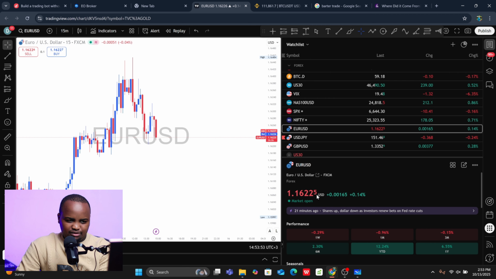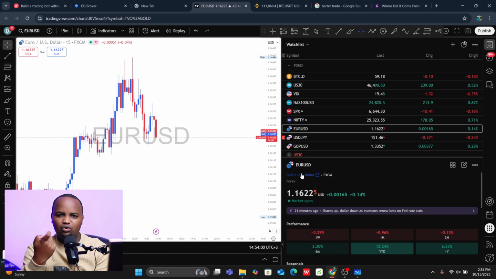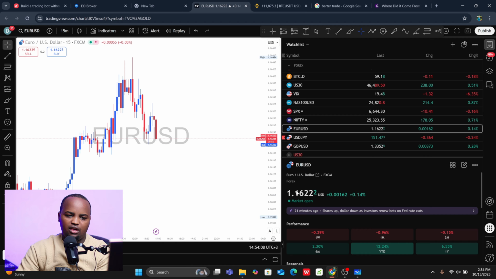Okay, that means 1 euro is actually going at 1.16. So if you want to get 1 euro, you need $1.16225. But you can see the price is actually changing here, and that's why we buy when the price is low, and then we wait for the price to either come up or go down.